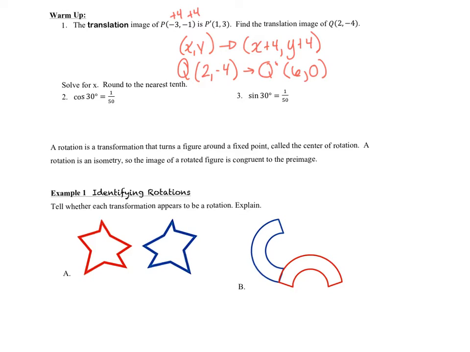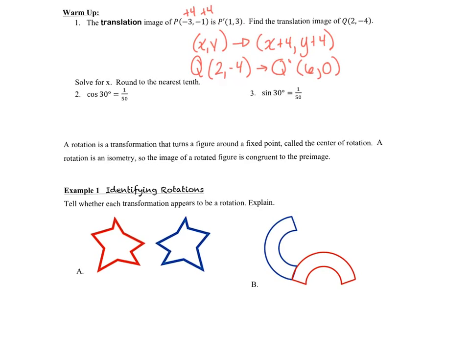So a rotation is a turn, and it's an isometry, so the image will stay the same size and shape. So I'm looking to see if I think this figure turned, and I don't believe it did. I think it flipped, so therefore it is a reflection, not a rotation.